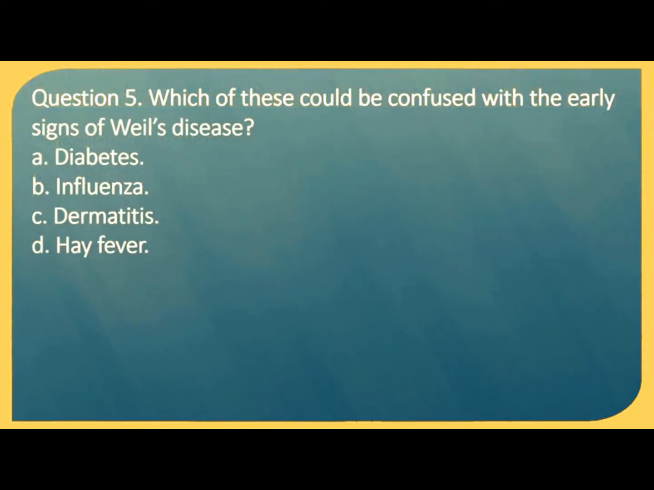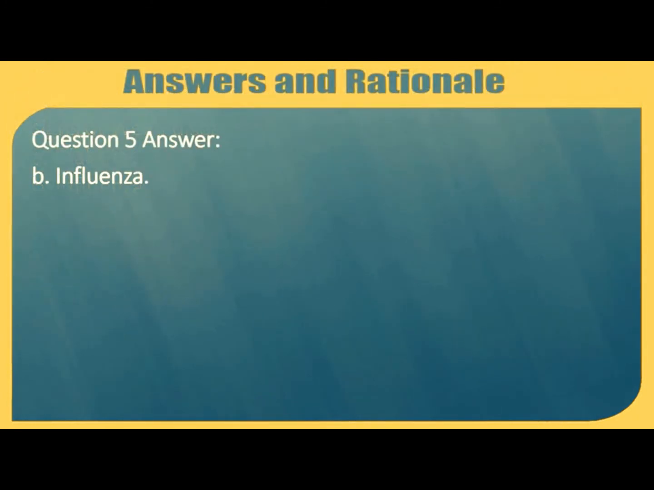Question 5. Which of these could be confused with the early signs of Weil's disease? A. Diabetes. B. Influenza. C. Dermatitis. D. Hay fever. Question 5. Answer B. Influenza.